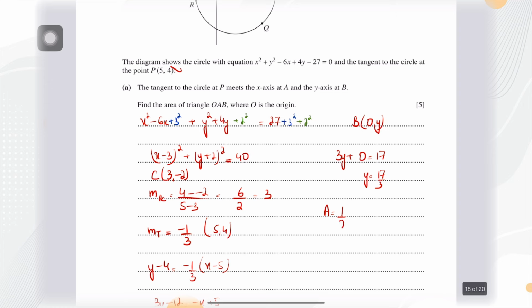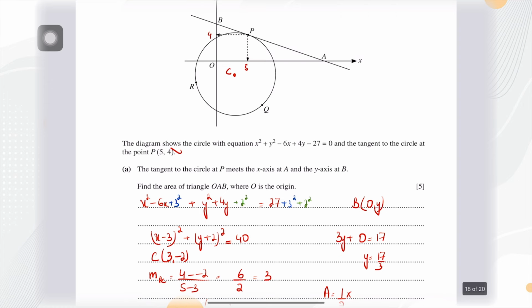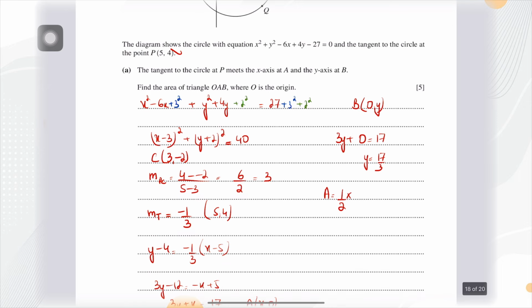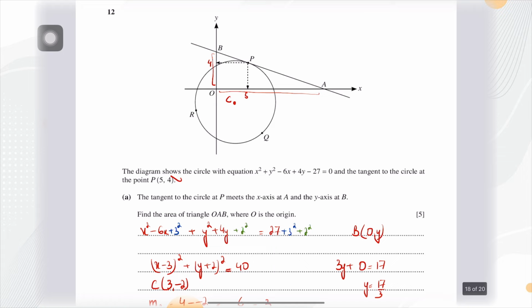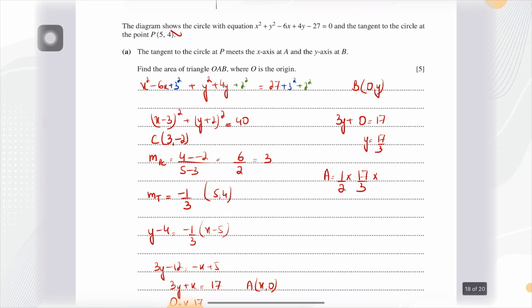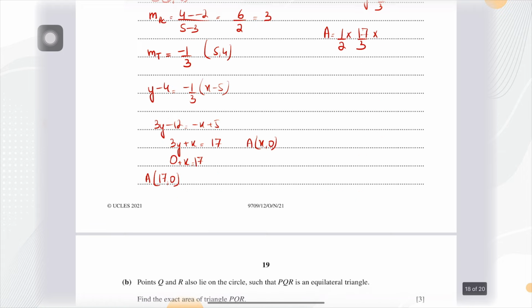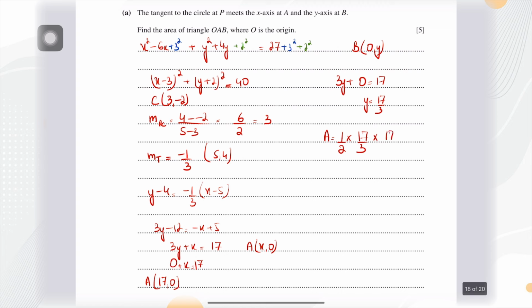Area of triangle OAB is equal to half into base into height. Since one point is the origin, the x coordinate of A naturally becomes your base, and the y coordinate of B becomes your height. So half into 17 upon 3 into 17. 17 squared is 289, so 289 divided by 6 square units is your final answer. Any questions?